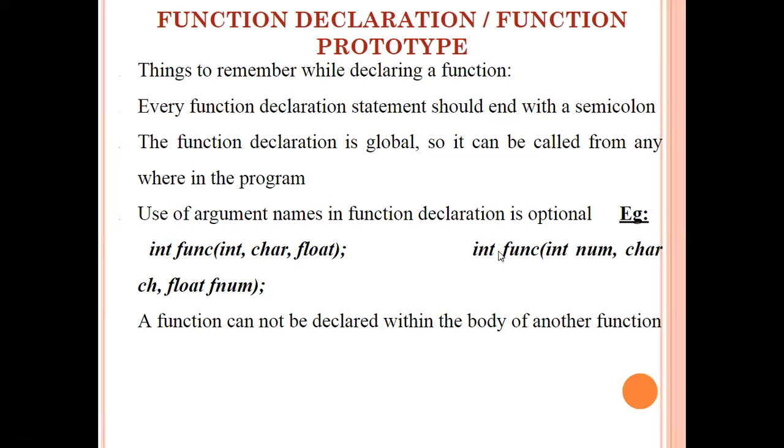Similarly, look at the second one, int func(int num, char ch, float fnum). It is similar to the previous one. In the previous case, we did not specify any name of the argument, but here we have given the list of arguments along with the data type and also the name of the argument. Argument 1 name is num, argument 2 name is ch, argument 3 name is fnum.